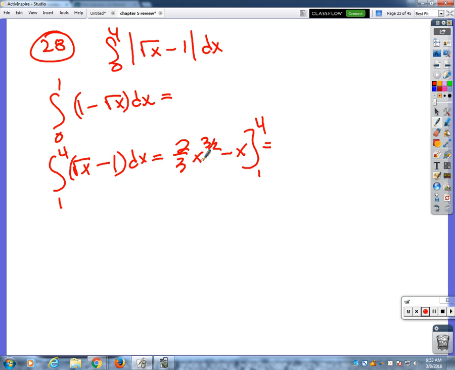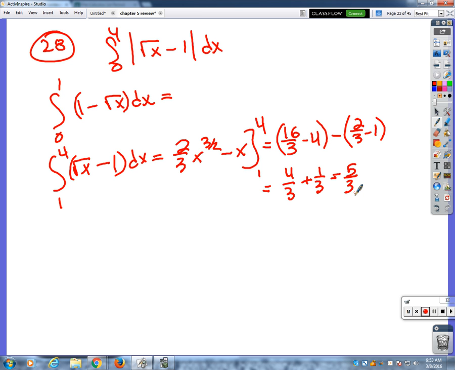So if you plug 4 into there, square root of 4 is 2, 2 to the third is 8, 8 times 2 is 16, so that's going to be 16/3 minus 4. And if you plug 1 into there, you get 2/3 minus 1. So 16/3 minus 12/3 is 4/3. This is going to be negative 1/3, but then it becomes plus 1/3. So that one came out to be 5/3. Yeah?